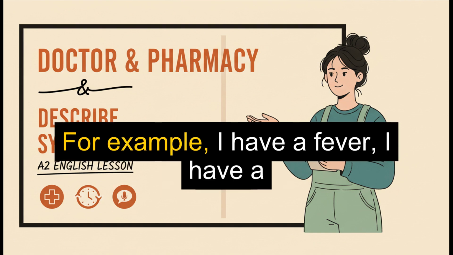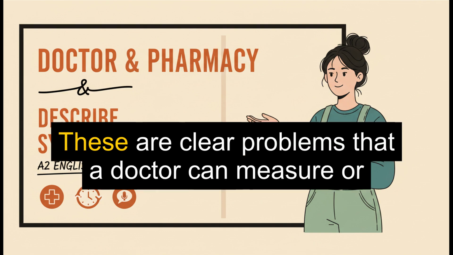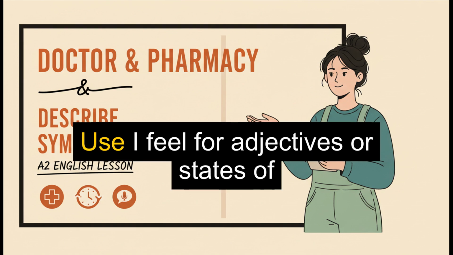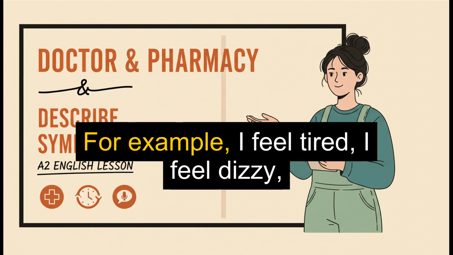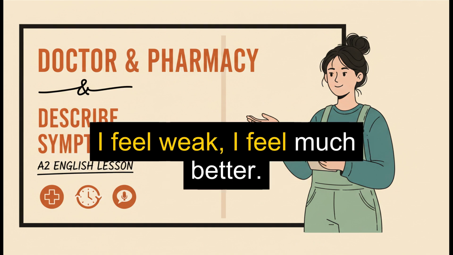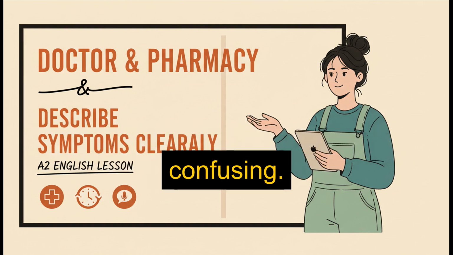For example, I have a fever. I have a headache. I have a cold. I have an appointment. These are clear problems that a doctor can measure or treat. Use I feel for adjectives or states of being. These are feelings that describe how the problem affects you. For example, I feel tired. I feel dizzy. I feel weak. I feel much better. Knowing this difference helps you be precise, not confusing.